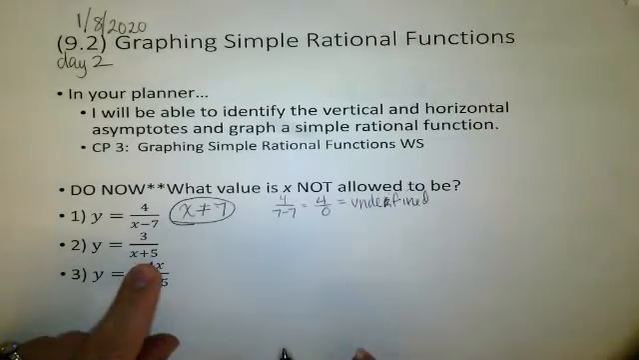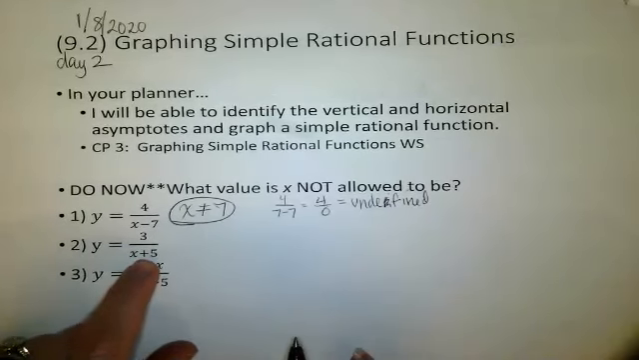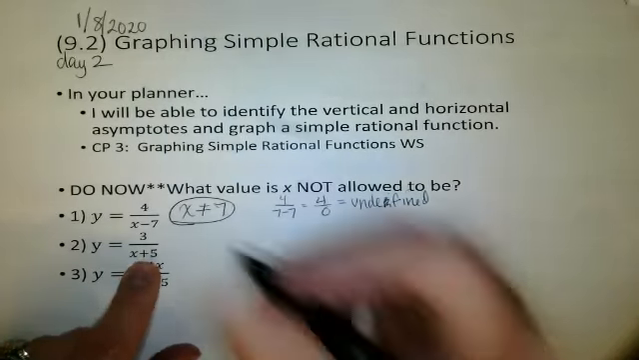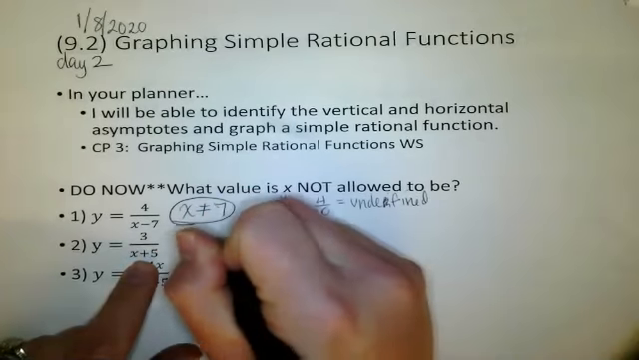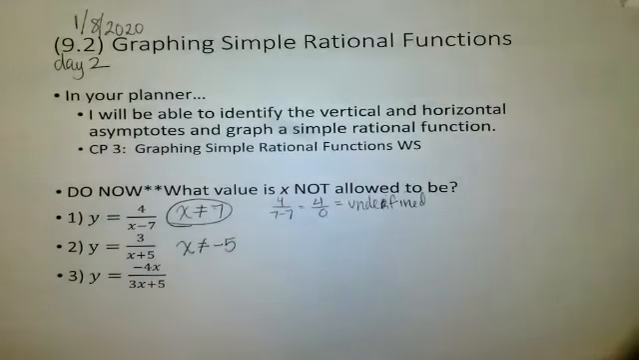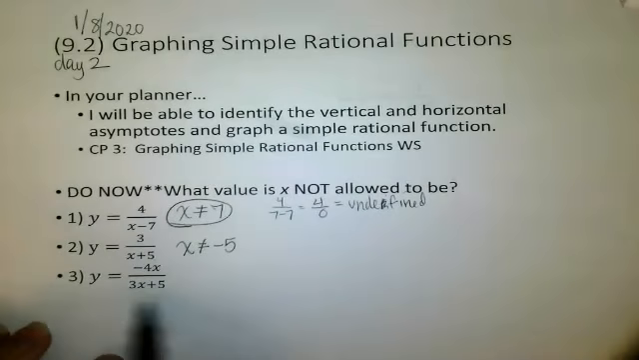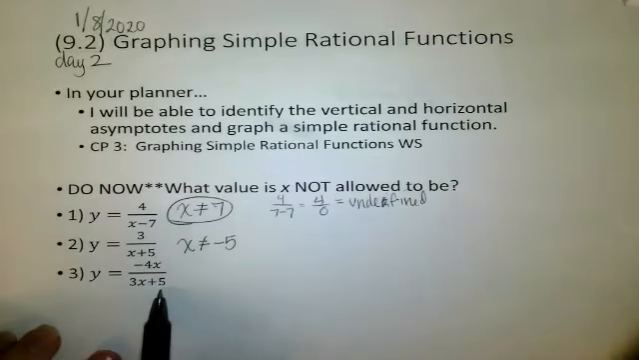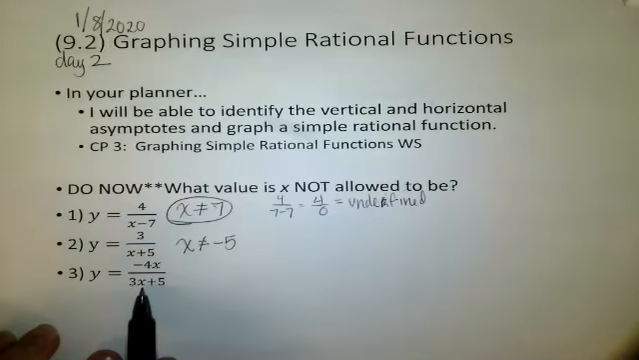So we want to be able to find these numbers pretty easily. So number 2, what is x not allowed to be? 5 or -5? -5. X is not allowed to be -5 because -5 plus 5 would give me a 0 in the denominator, and we're not allowed to have that. This one's a little different. What do we have to do to figure out what x is not allowed to be here? Not so easy.